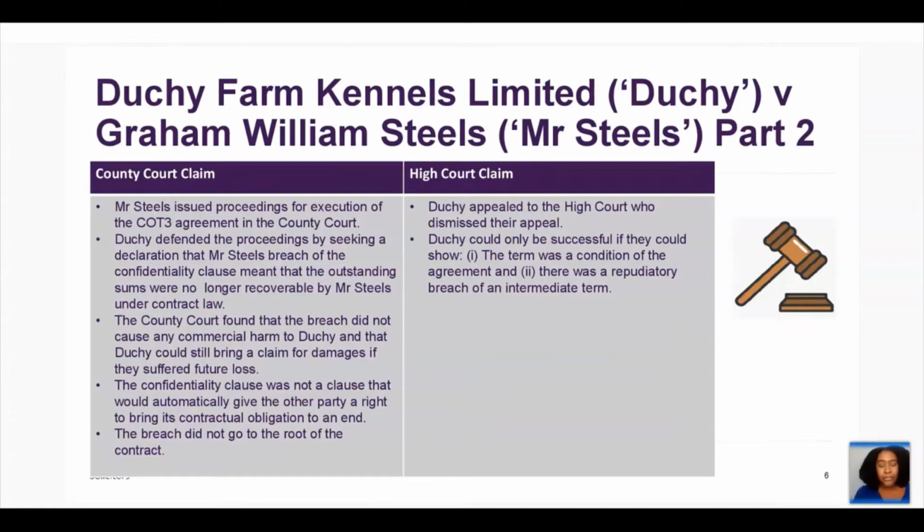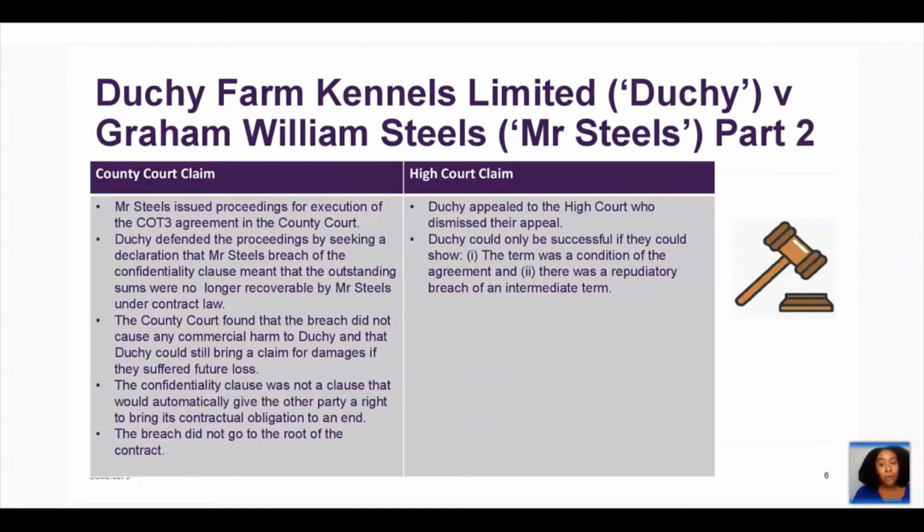Some takeaways for you from this case. The parties can make specific provisions in the contract terms for what should happen if there is a breach of confidentiality. So, for example, if you disclose the form and the nature of this agreement, then there will be no obligation upon us to pay you the monies in the agreement. That is what was lacking from this COT3 agreement.